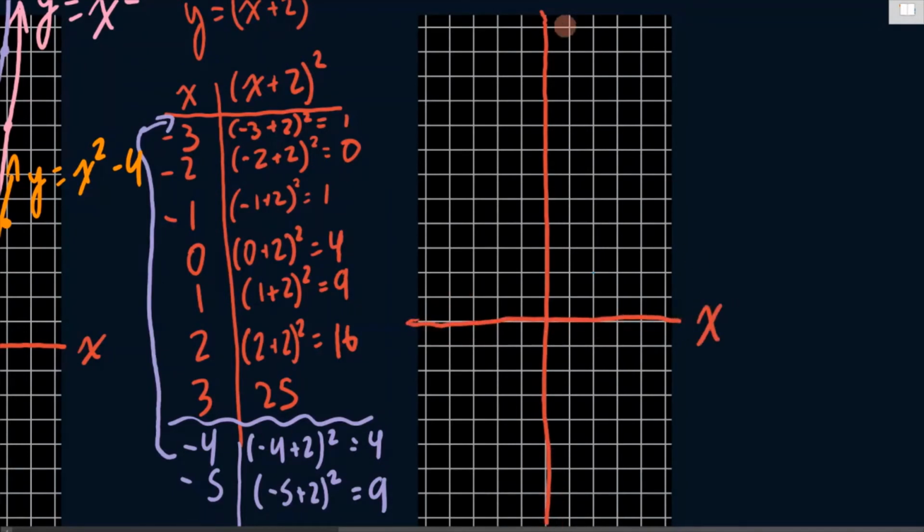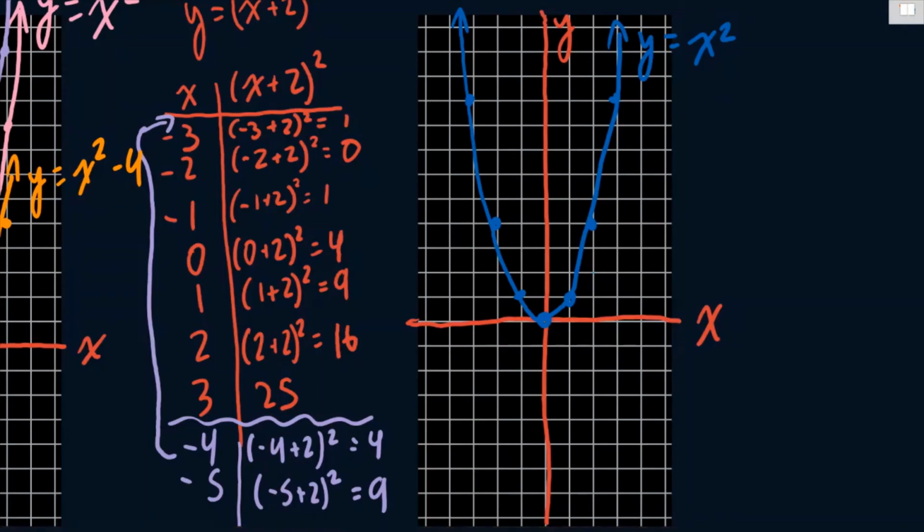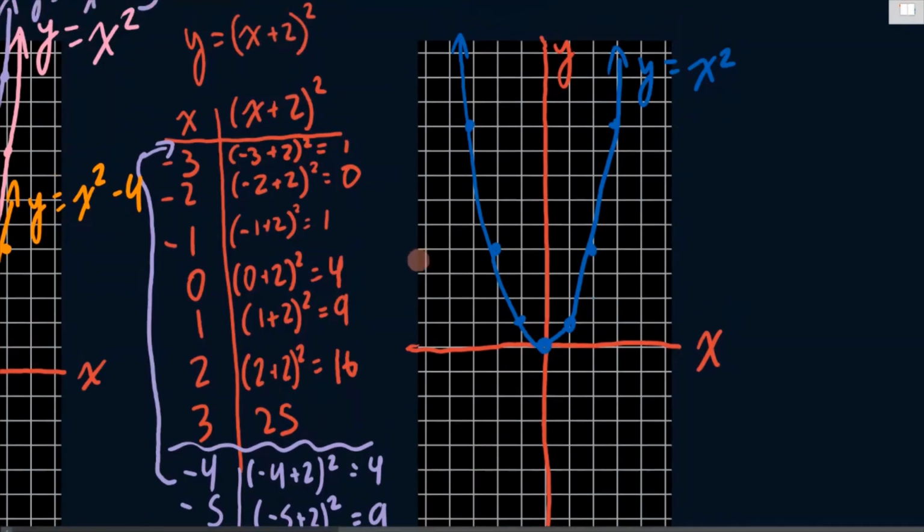Okay, so this is x, and this is y. Let's do our basic parabola just in blue. So 0, 0, 1, 1, 2, 4, and then 3, 9. Okay, so this is our basic y equals x squared parabola. Now what we're going to do is graph y equals x plus 2 squared.